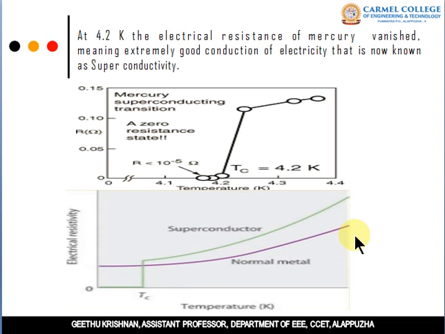But in the case of superconductors, when we decrease the temperature, the electrical resistivity decreases and at a particular point suddenly drops to zero, and that temperature is called the transition temperature. Up to this temperature, from 0 to Tc, the material acts as a superconductor, and when the temperature is greater than Tc, it acts as a normal metal.